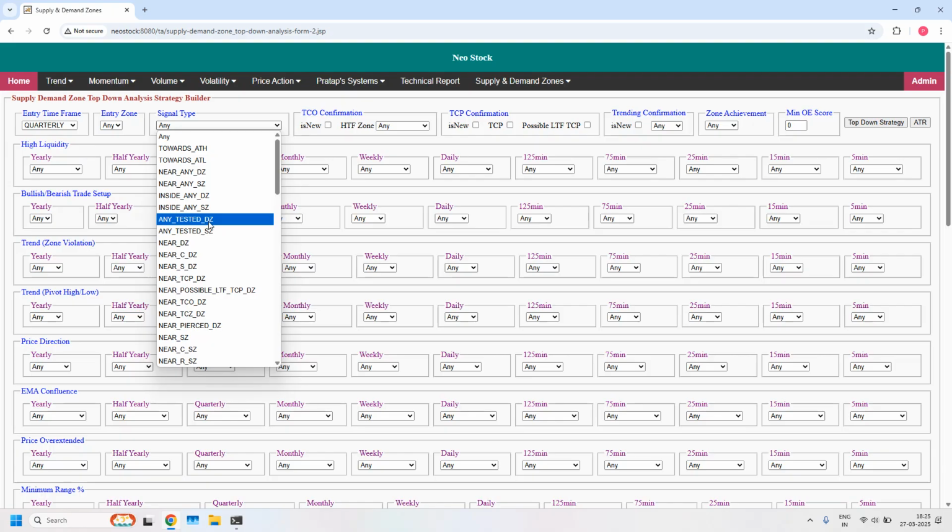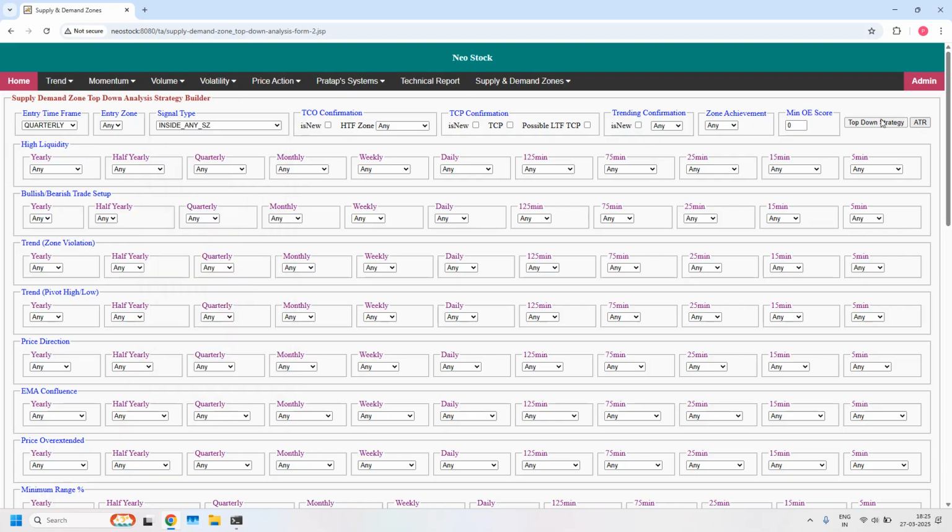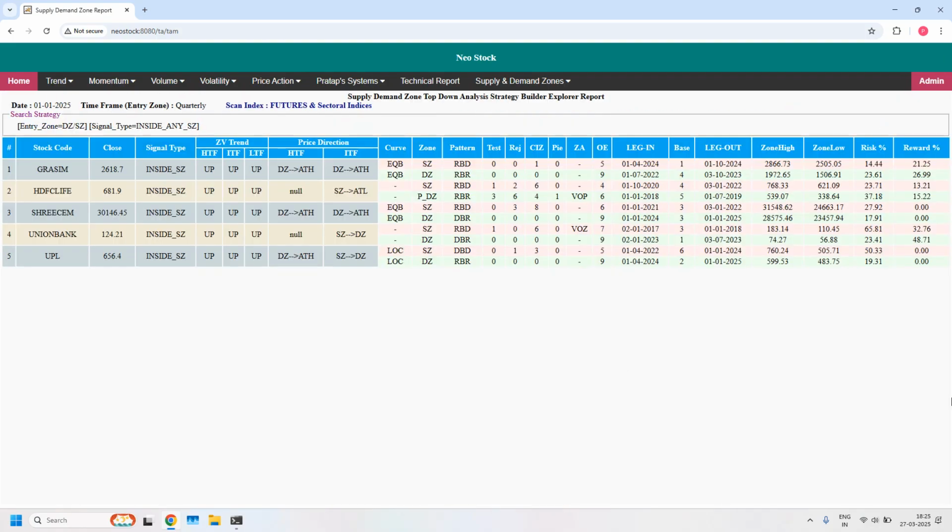Price closed inside the quarterly supply zone. We got 5 stocks. Okay. Next.